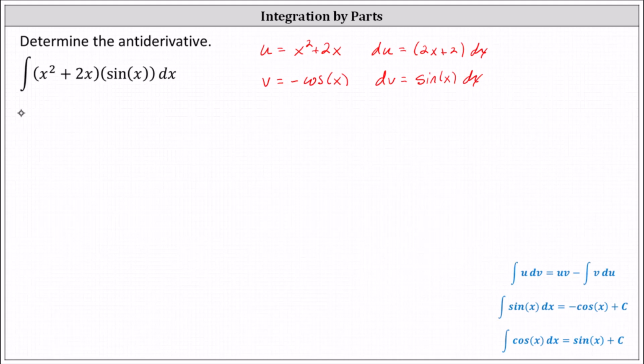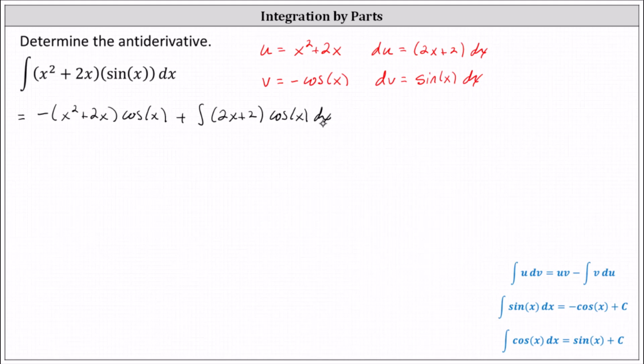The given integral is equal to u times v, which is the quantity x squared plus 2x times negative cosine x. Let's write the negative in the front. And we have minus the integral of v du. Because v is negative cosine x, this becomes plus, and the integrated function is cosine x times the quantity 2x plus 2 dx. Let's write that as the quantity 2x plus 2 times cosine x dx.